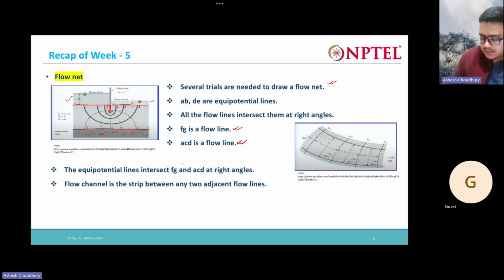A flow channel is the strip between any two adjacent flow lines. We also discussed that in the previous session. The flow channel is nothing but this strip. These strips are the flow channels. The area between any two adjacent flow lines is called the flow channel.